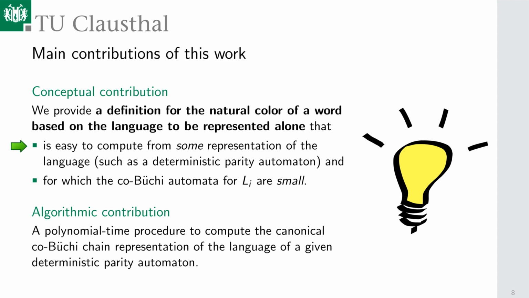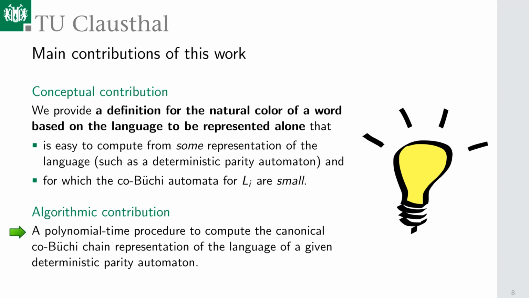First of all, despite the definition of the natural color of a word not using the representation of a language, it is still easy to compute the natural color of a word from an automaton representation of the language. More precisely, this holds for a deterministic parity automaton as representation, as we will see. Secondly, the co-Büchi automata for the languages Li, to which the language to be represented is decomposed, are also small. They never need to have more states than any deterministic parity automaton representing the language.